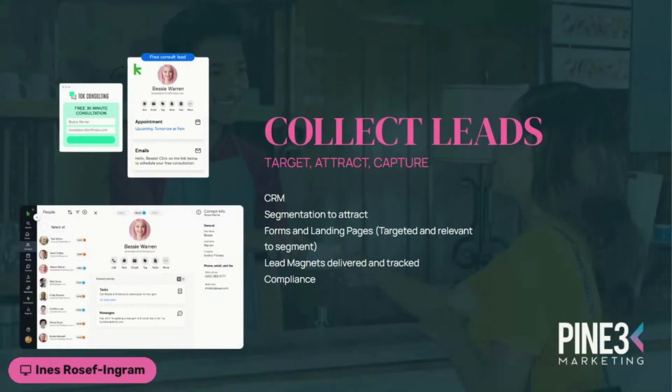So let's look at what to automate and how we're going to do it. So in the collecting lead stage, we need to target, attract, and capture. First of all, you do need a CRM. Now, all of these tools that I've mentioned have some sort of CRM built into them. It again varies a lot. The examples and screenshots here are from Keap.